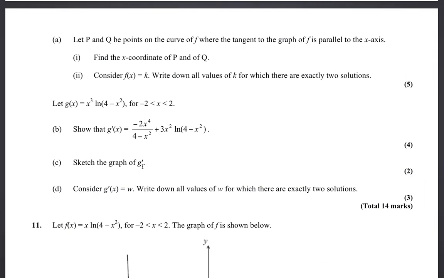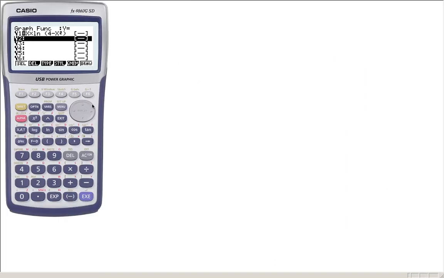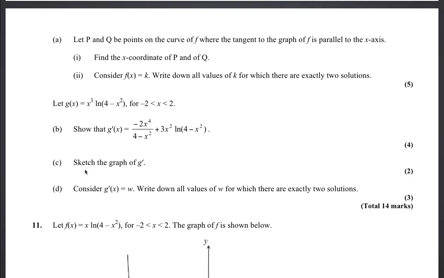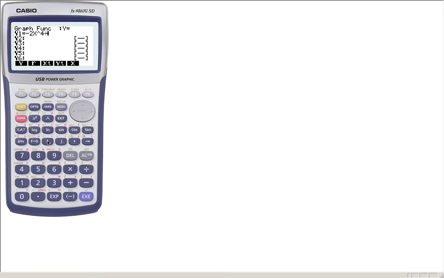Okay. Now the question is, sketch the graph of g dash. So what I'm going to do is I'm going to delete this. Okay. So let me draw g dash of x: 3x square minus 2x power 4 divided by 4 minus x square. So let me put a bracket here.